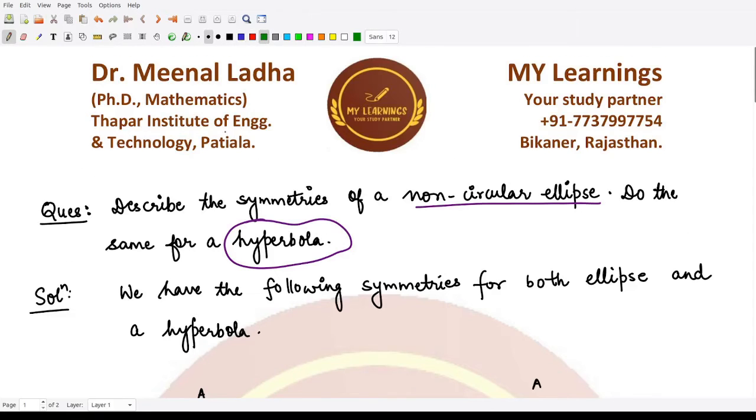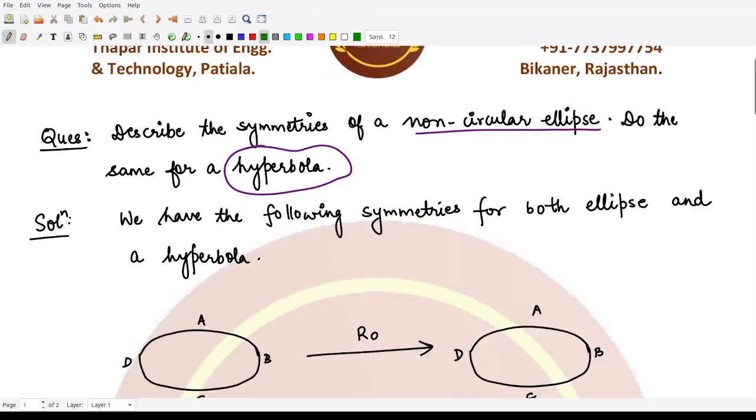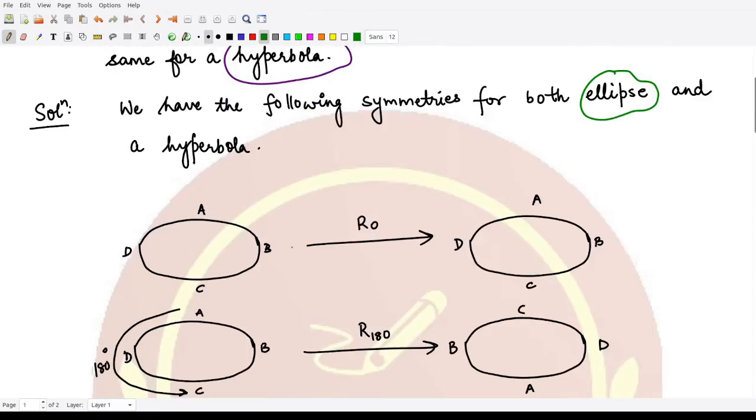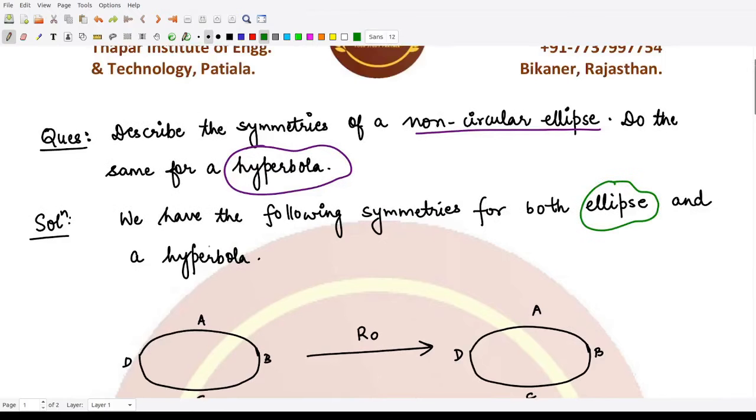First of all, we'll see the symmetries for an ellipse. You know what an ellipse is, and what its shape is. We have an ellipse defined like this. Just for the purpose of telling you about symmetries, I am labeling these four positions as A, B, C and D. Here we can define the rotations as well as the reflections as its symmetries.